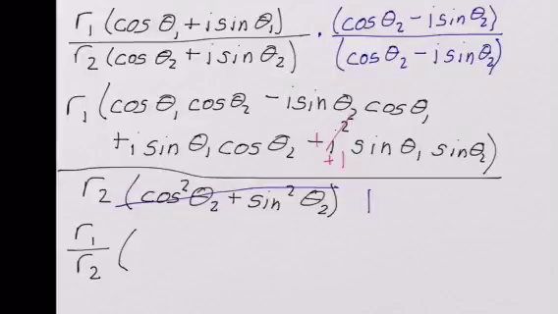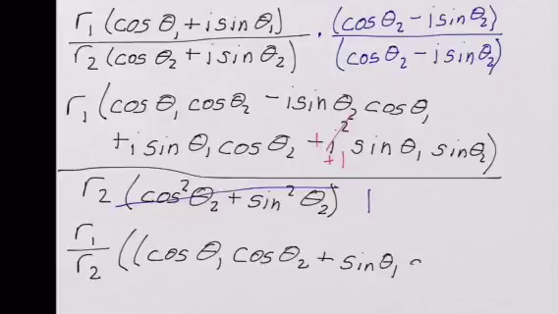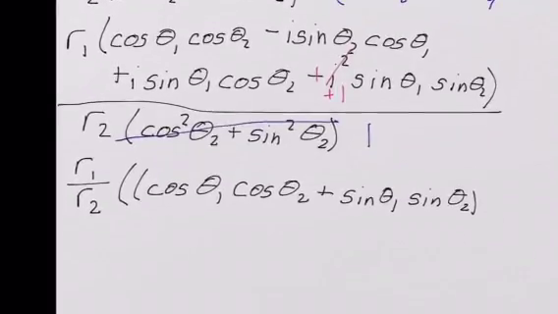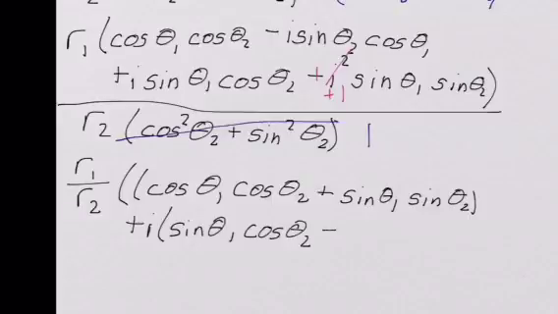So the numbers without i's in them give me cosine theta 1 cosine theta 2 plus sine theta 1 sine theta 2, and then for the imaginary part I will add i times sine theta 1 cosine theta 2 minus cosine theta 1 sine theta 2.